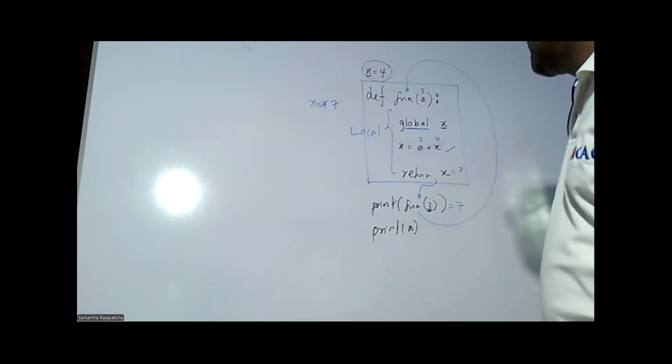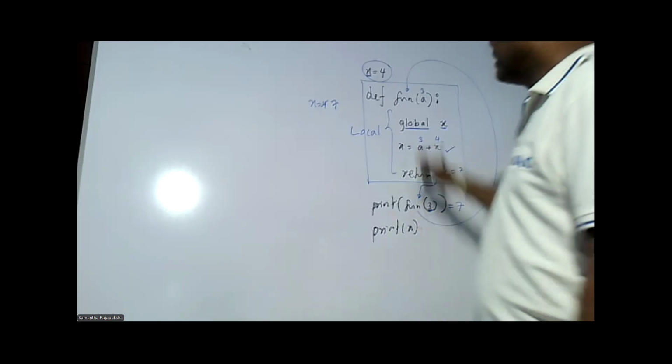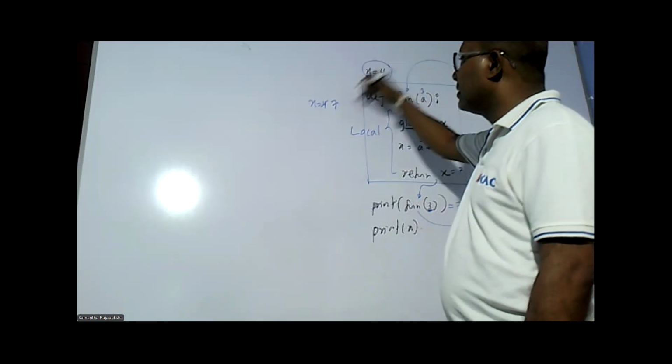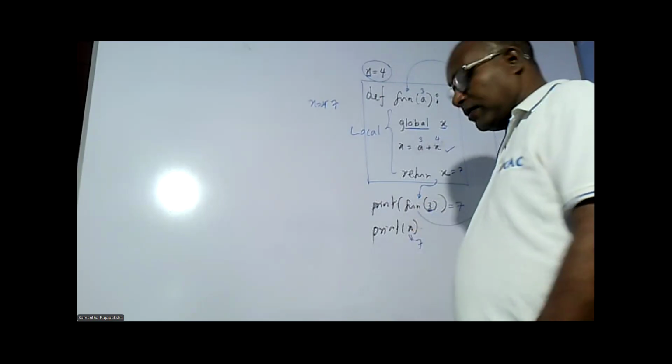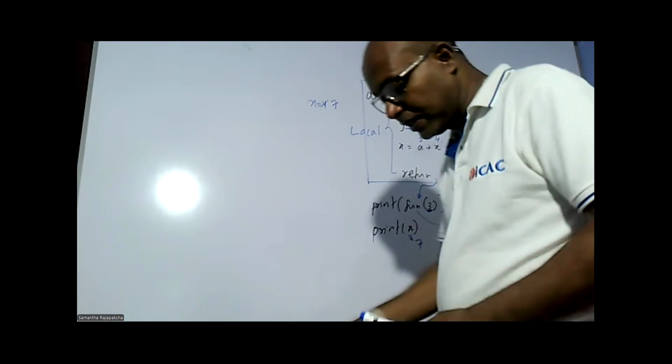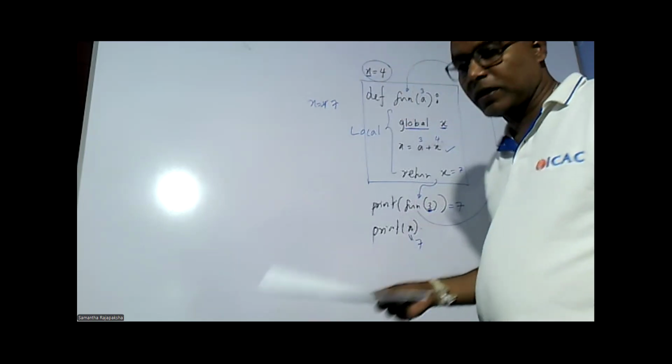Now the x is updated. Remember, x is not 4 anymore. X is updated to 7. Now when you say print x, that also will be 7. Therefore, the answer should be 7 and 7, the first one.